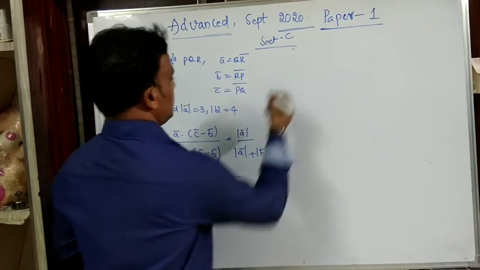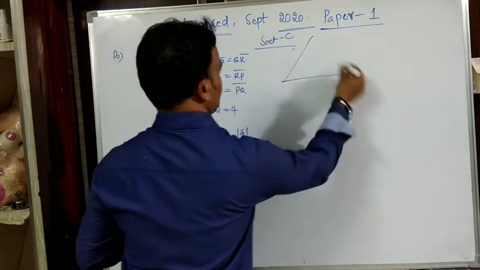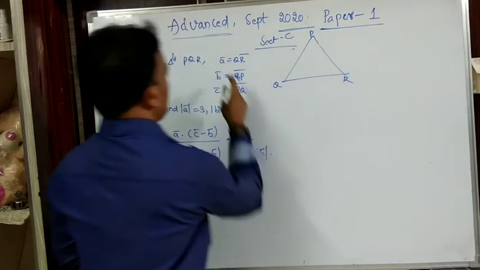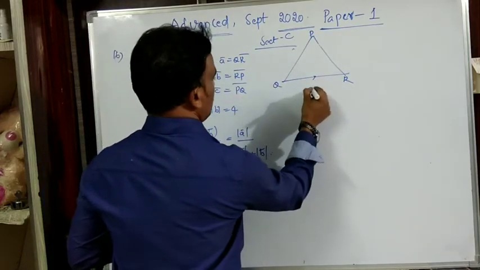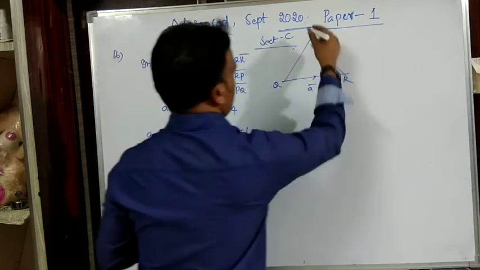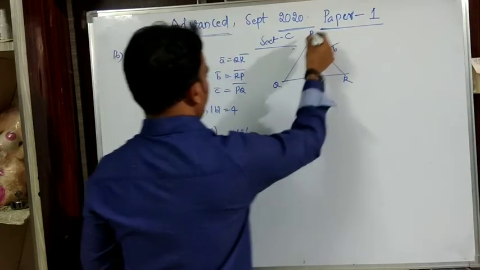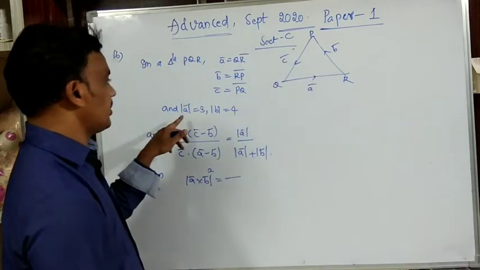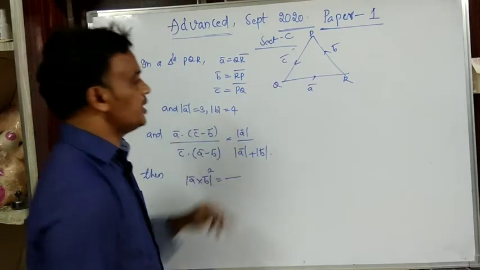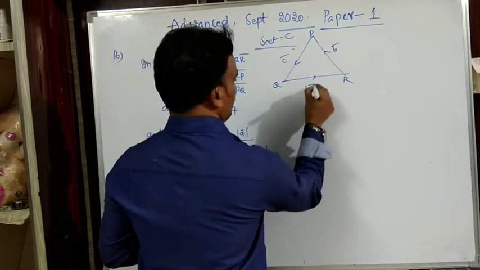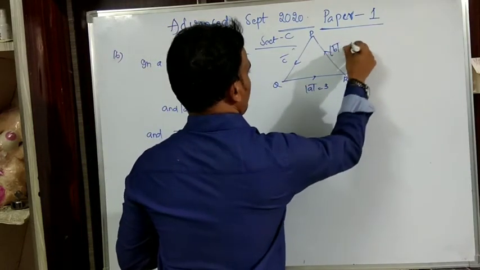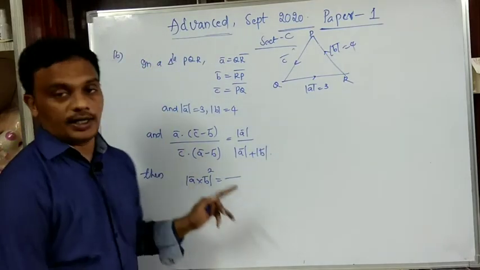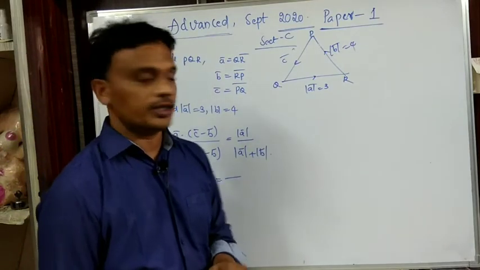First, take the diagram PQR. So QR is A bar, RP is B bar, and PQ is C bar. They are the sides and their magnitudes are: magnitude of A is 3, magnitude of B is 4, as given. And they have given one condition, and in that case we are going to use a very important property.